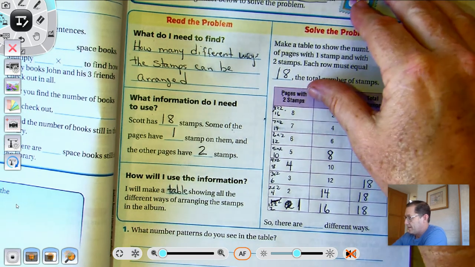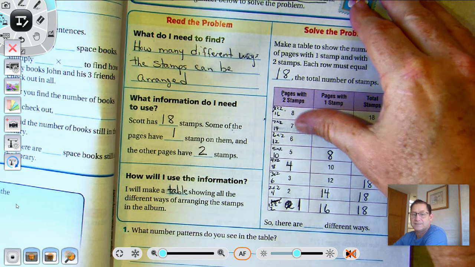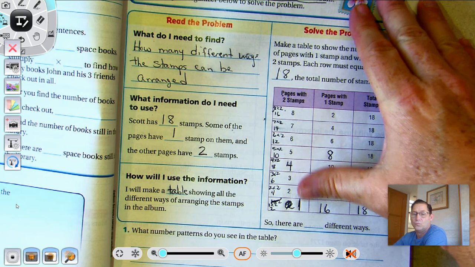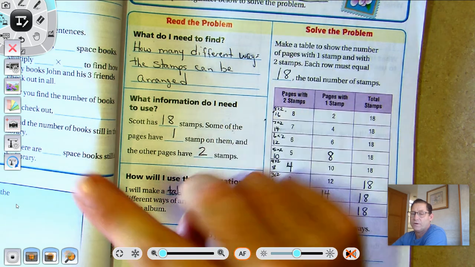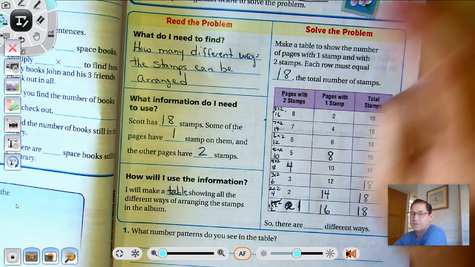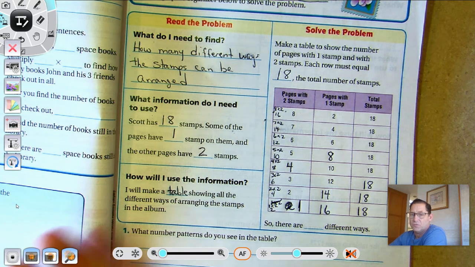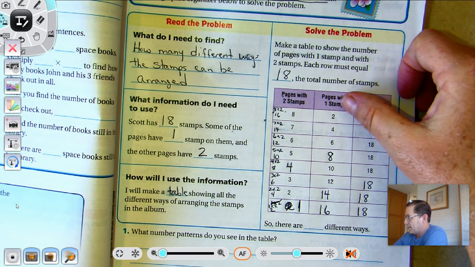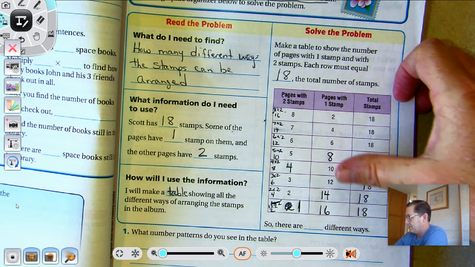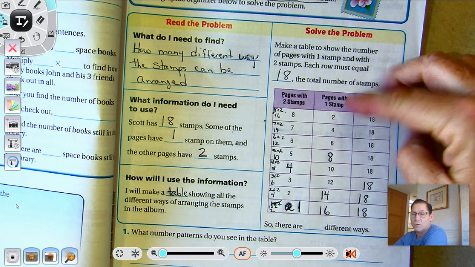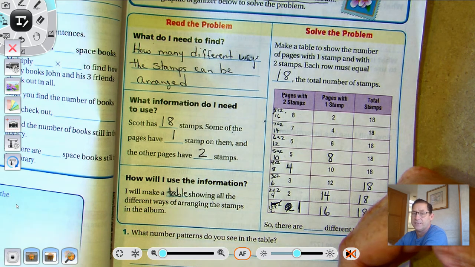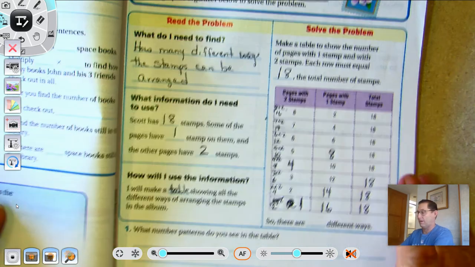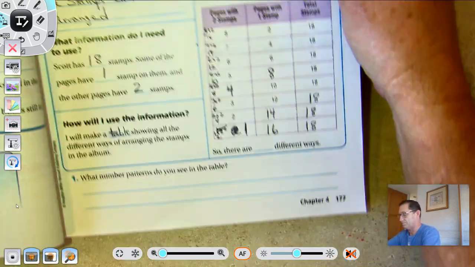So we should notice a pattern here. So we went with 8 pages, 7, 6, 5, 4, 3, 2, 1. We can't have 0 pages because it said he'll have some pages with one stamp, some pages with 2 stamps. Okay, so we won't have 0 pages of 1 or 0 pages of 2 at all. And then you'll notice here the pages with 1 go from 2, 4, 6, 8, 10, 12, 14, 16. So the pages with 1 are increasing by 2 each time the number of pages with 2 stamps decreases by 1.